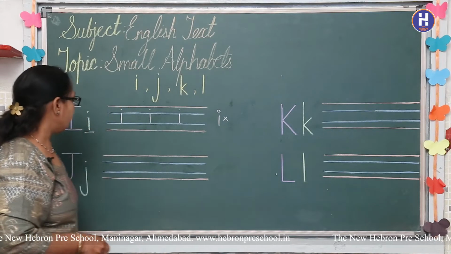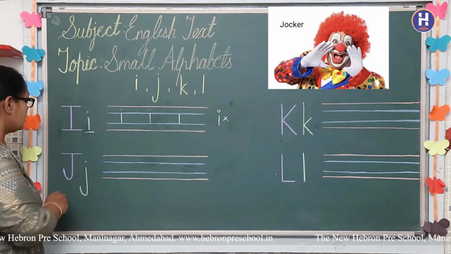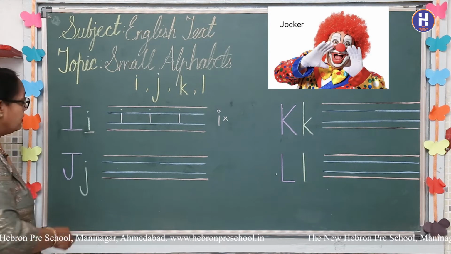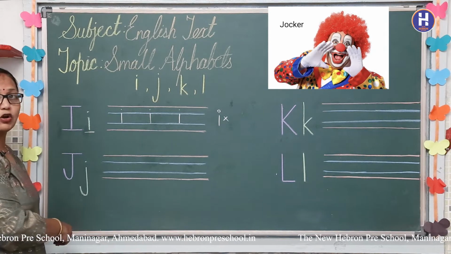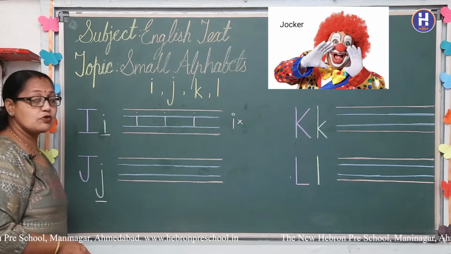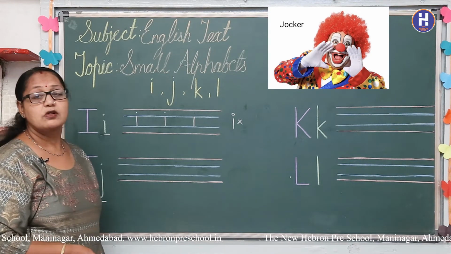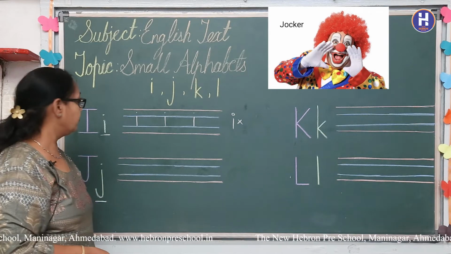Now, I will teach you how to write J. This is capital J and this is a small j. J sounds J. J sounds J.